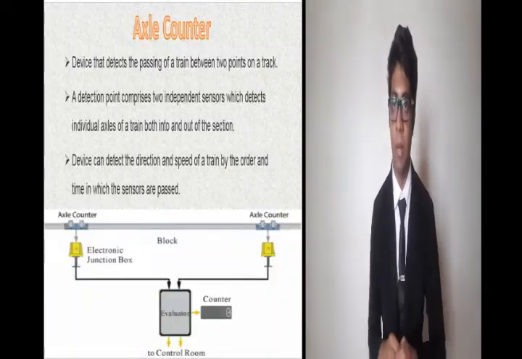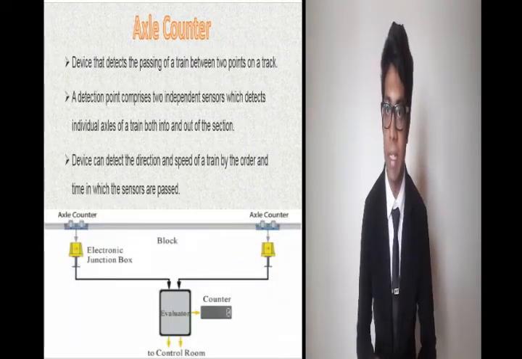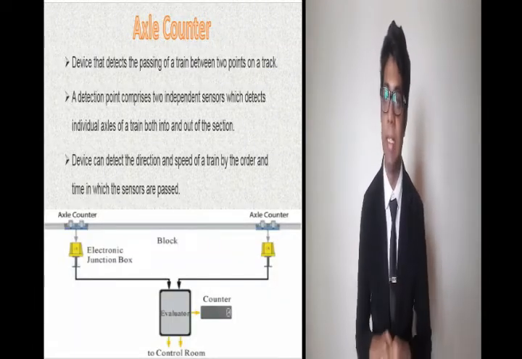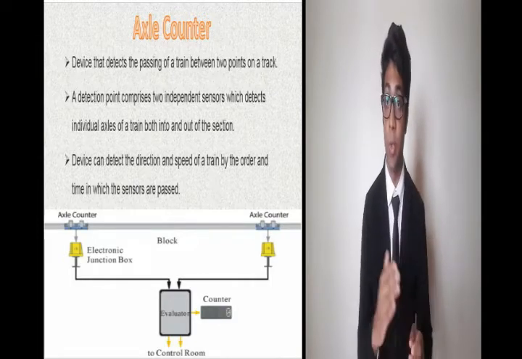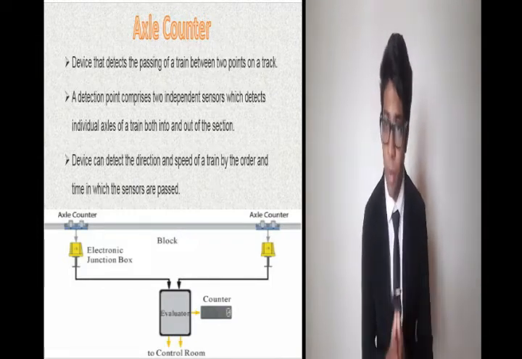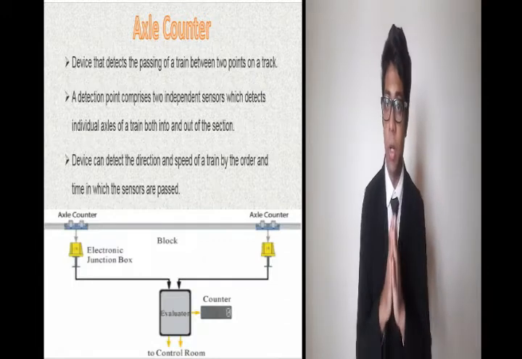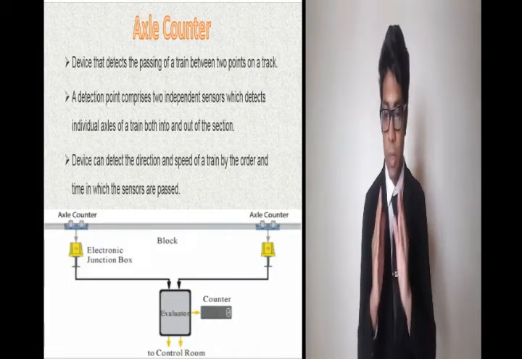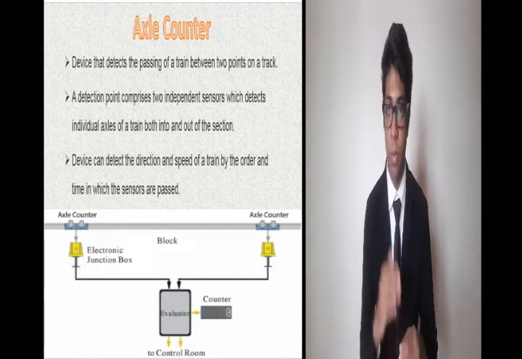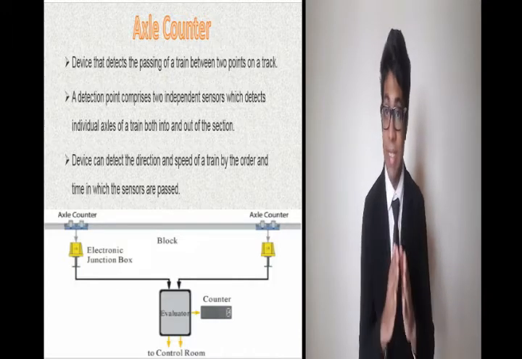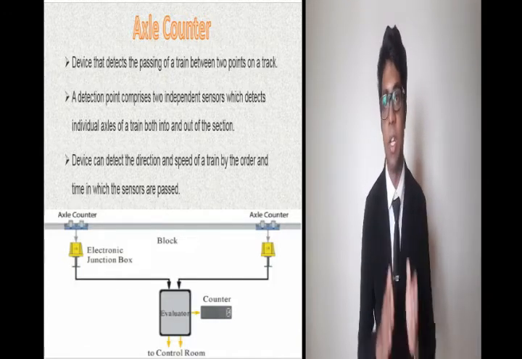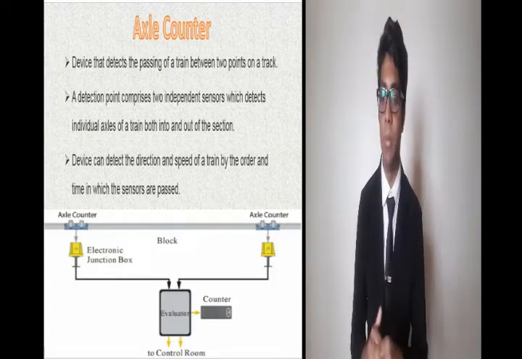Now I want to explain about the second method of train detection, the axle counter. An axle counter is a device to detect the passing of a train between two points on the track. A detection point comprises two independent axle counter sensors which detect the individual axles of the train both into and out of the section. This device can detect the direction and speed of the train by the order and the time in which the sensors are passed.